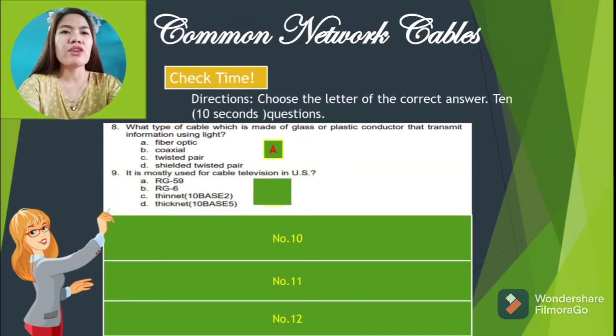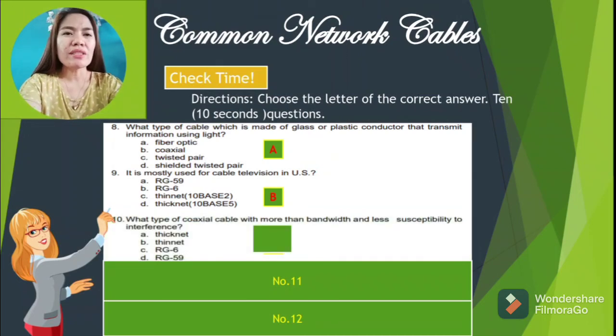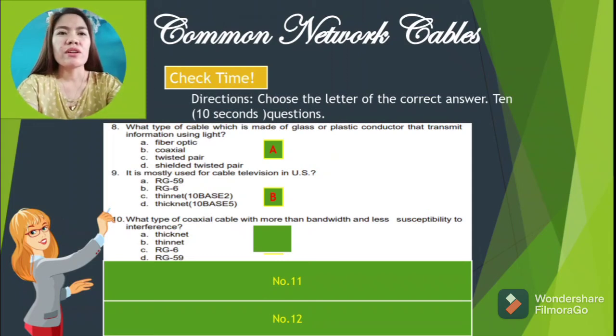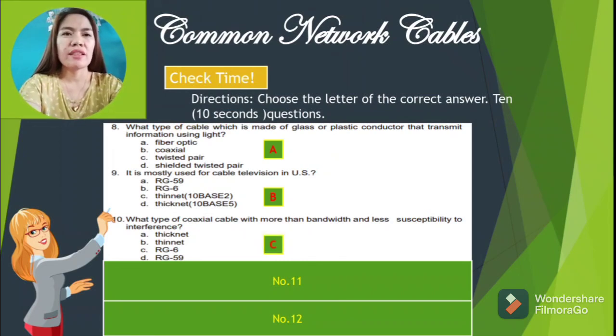Okay, number 9. It is mostly used for cable television in US. It's letter B, the RG6. Okay, number 10. What type of coaxial cable has more bandwidth and less susceptibility to interference? Okay, what is the answer? Okay, it's letter C. It's RG6 again.